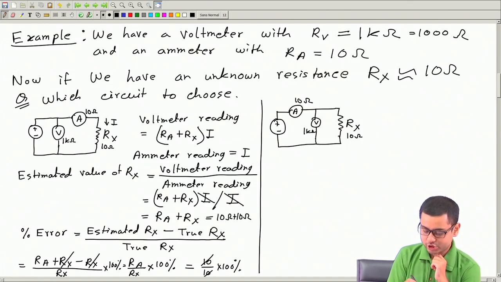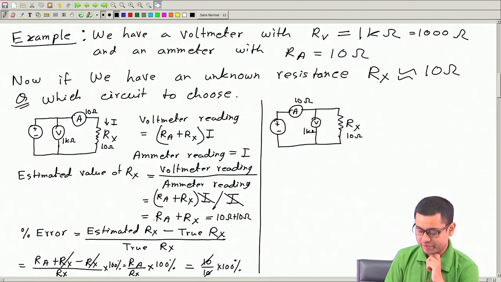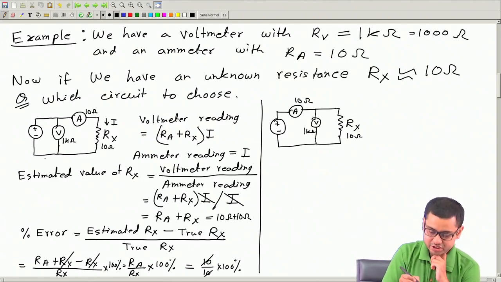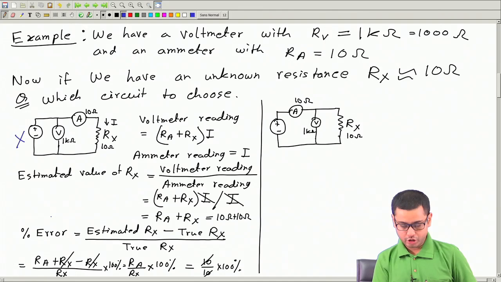So what we are actually measuring in this circuit is not Rx, but the series combination of Ra plus Rx. See, this is the series combination of Ra plus Rx. So the error is huge. So this circuit is not good. Cancel this circuit. We will not use it.